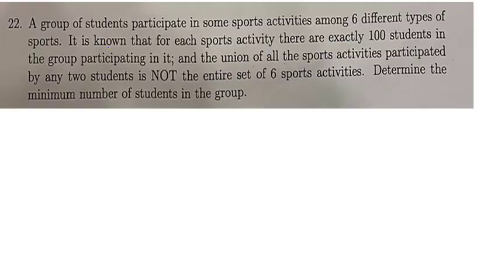Problem number 22. A group of students participate in some sport activities among 60 different types of sports. It is known that for each sport activity there are exactly 100 students in the group. Okay, so look, for showing these things you can use graph theory. We want to show them as 1, 2, 3 to n. For example, here there are students.